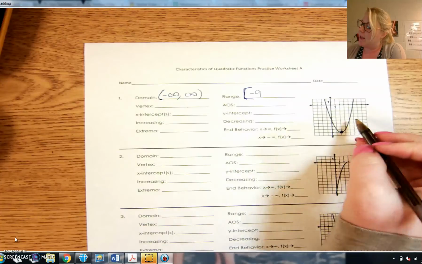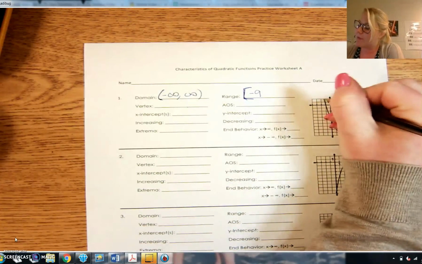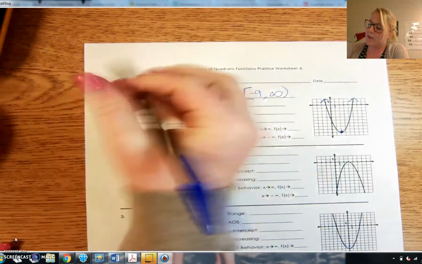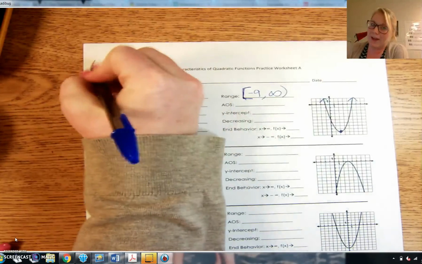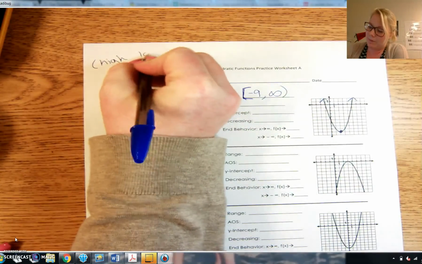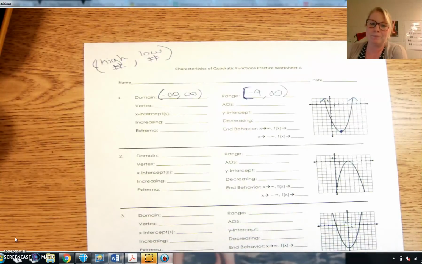And then my y's go all the way, these have arrows on them, so that means it goes all the way to positive infinity. Okay? Remember, this is interval notation, which is my lowest number, comma, my highest number. Okay? So we remember.